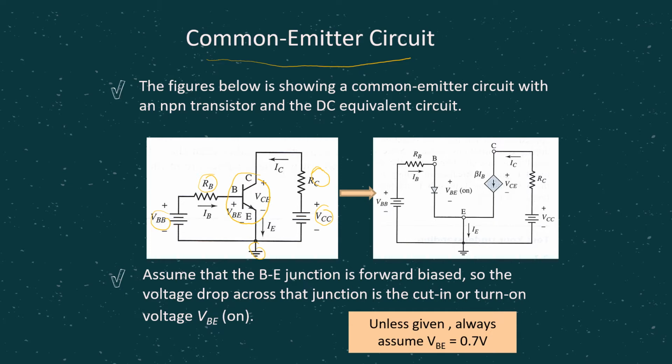So when you want to do the DC analysis, you can actually use the original circuit here to calculate whatever parameters needed, the currents, the voltages. But actually in DC analysis, we can have one DC equivalent circuit that can be represented by this schematic. As you can see here, base and emitter is represented with one diode, because it's forward bias, remember. So there will be one diode, so that's why the voltage between base and emitter always will be equal to 0.7 volt, unless given, always assume VBE equals 0.7 volt.